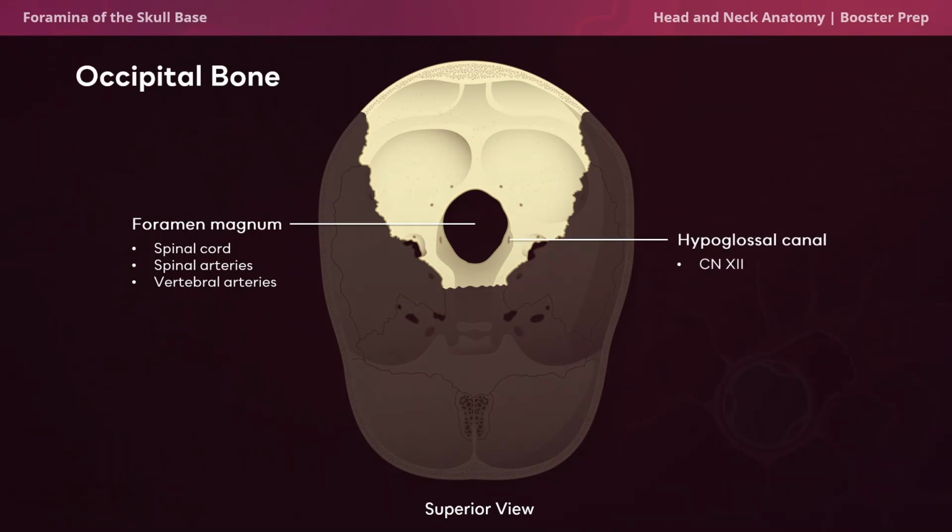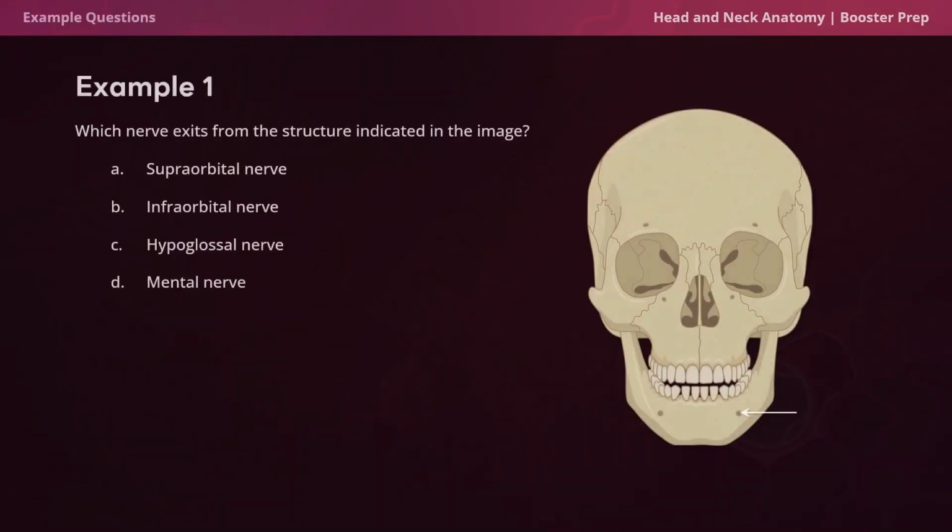So now let's move on to example question 1, where we have our trusted friend, Mr. Bones, as our guest star. Which nerve exits from the structure indicated in this image? The supraorbital nerve, the infraorbital nerve, the hypoglossal nerve, or the mental nerve? Now you can pause if you want to, but I'm going to move forward with the answer.